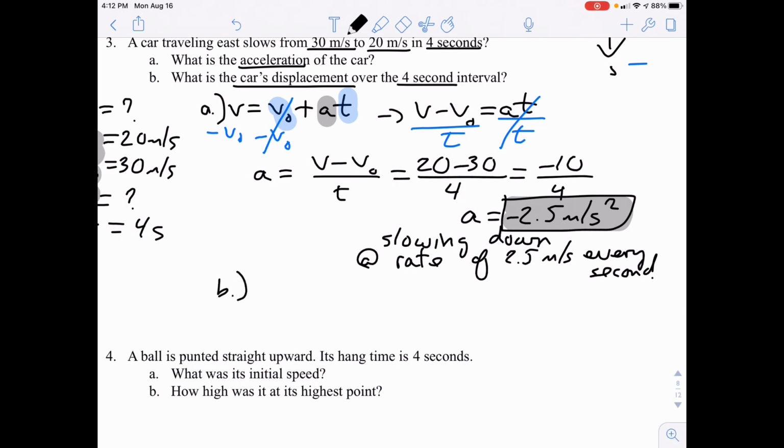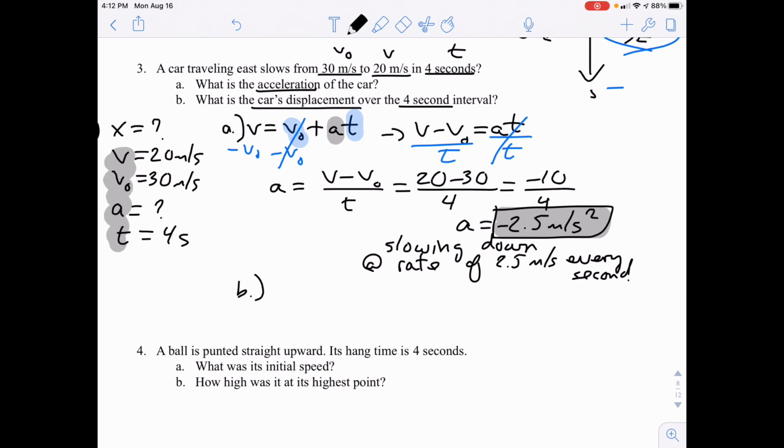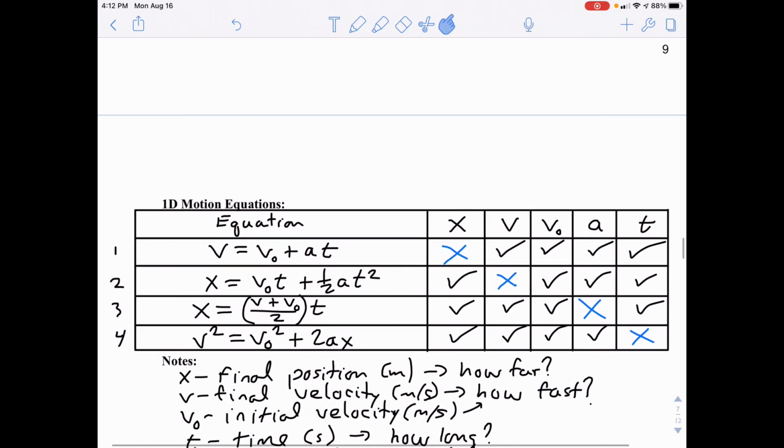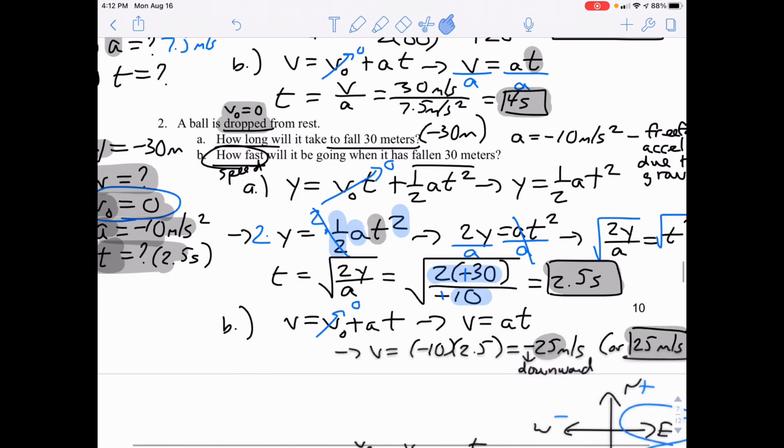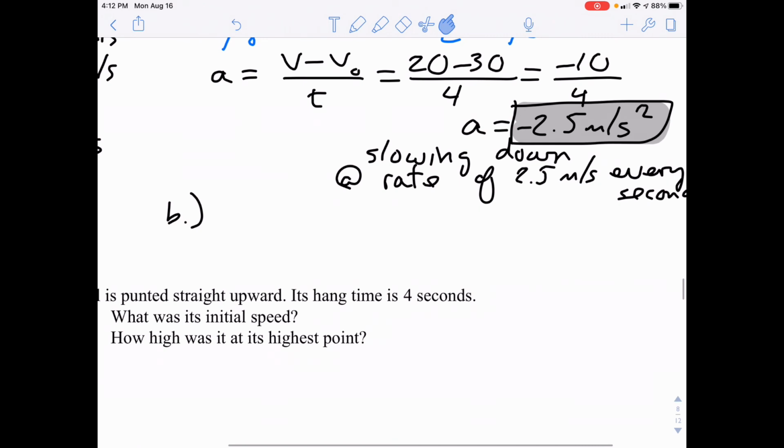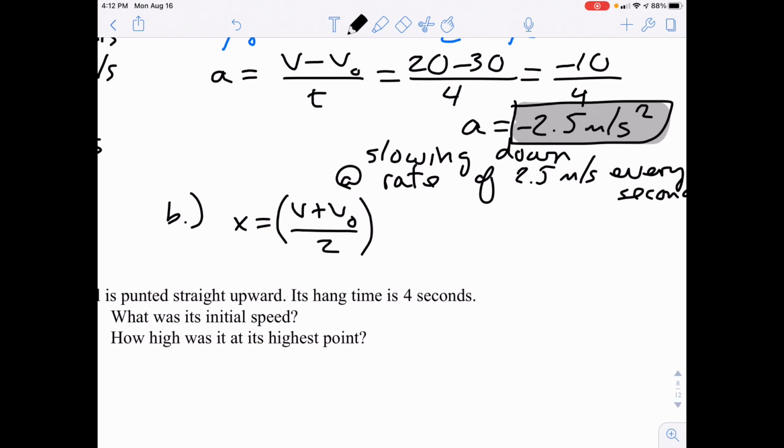And then part B, looking for the car's displacement, there's a variety of equations we could use to find x. We could use the second equation for x, since we have initial velocity, time, and acceleration. Or we could use this one here. Equation number 3 is actually a very easy equation to use when we're looking for displacement. So we'll try equation number 3. x is equal to v plus v naught over 2 times t.